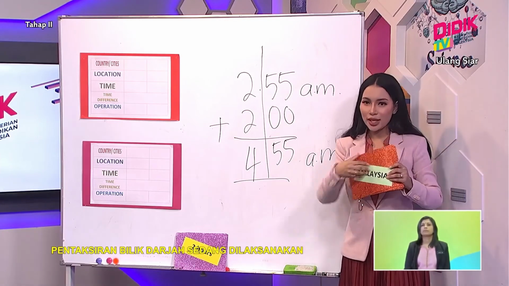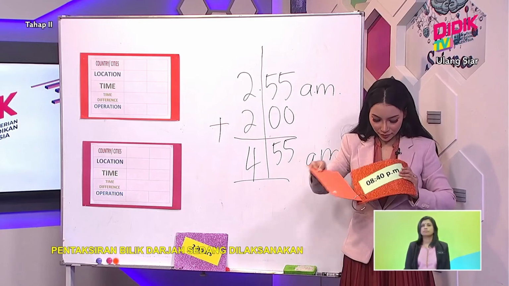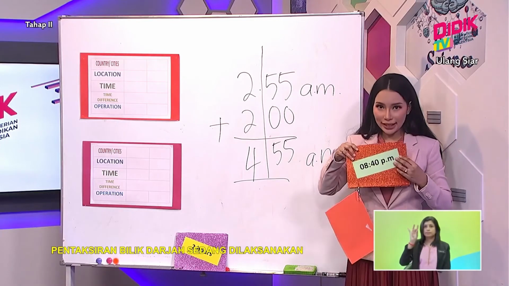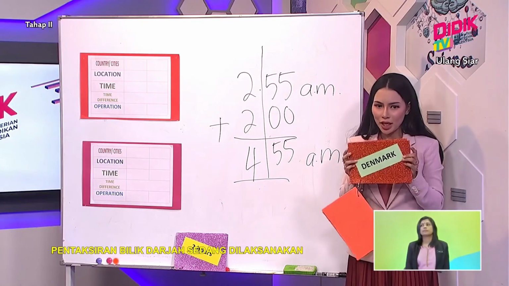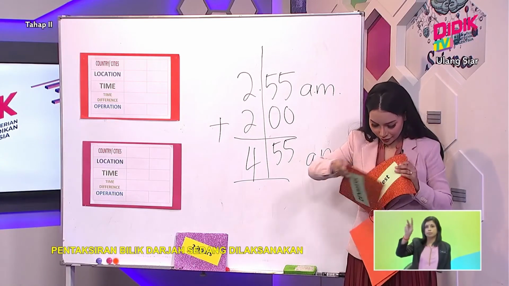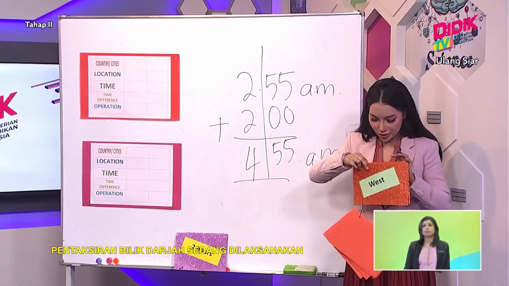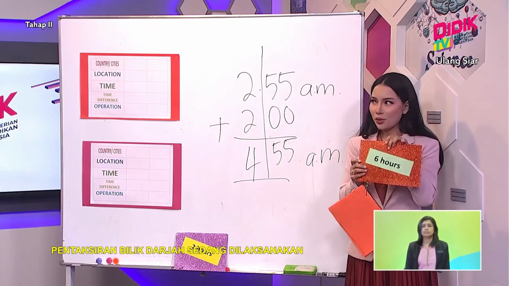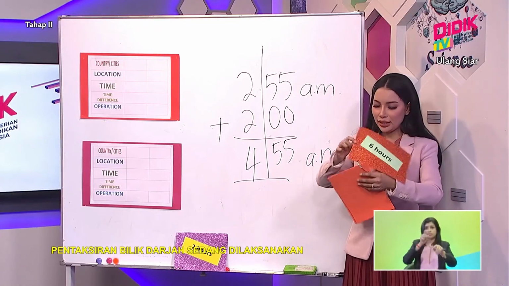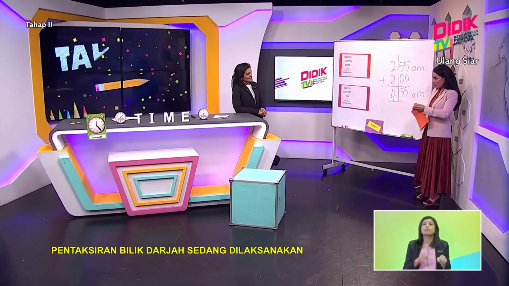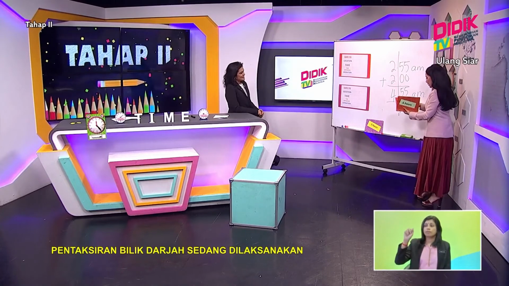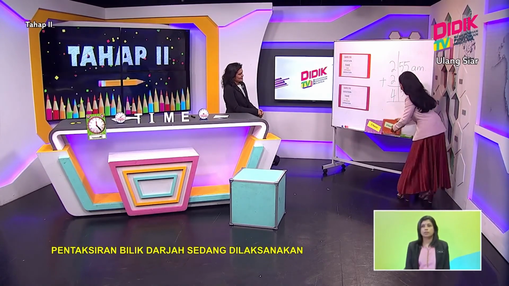More riddle, perfect. My country is Malaysia. It's 8:40 p.m. and then it's in Denmark. The information is west, and the last one, it's 6 hours time difference. Ah, okay. So they want the time in Denmark. Okay, so let's see. The time in Malaysia is 8:40 p.m.